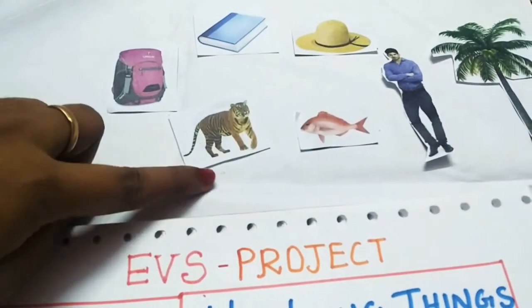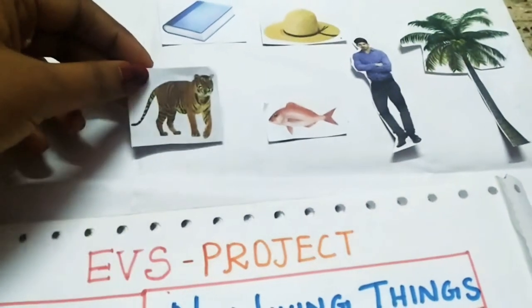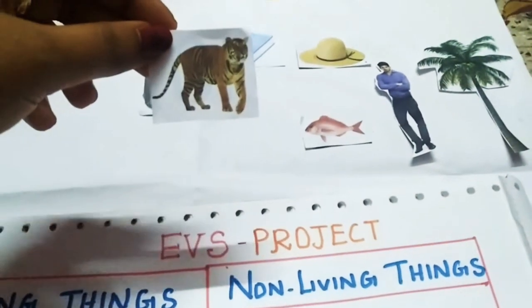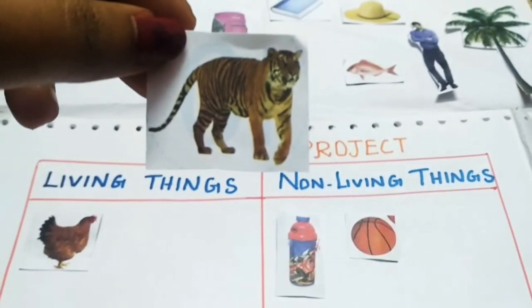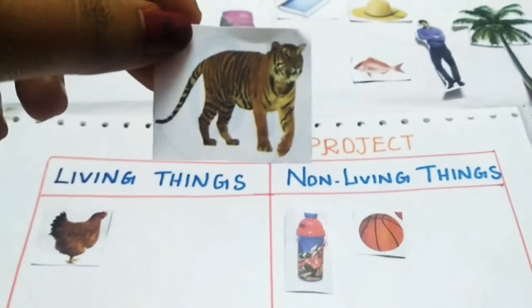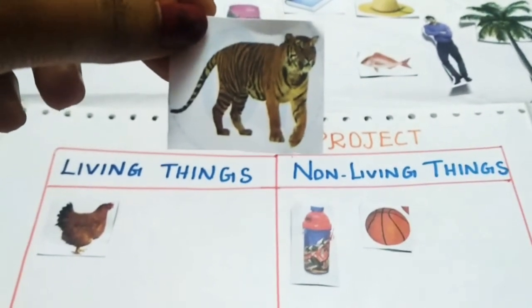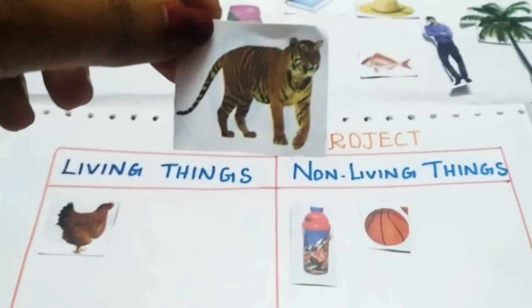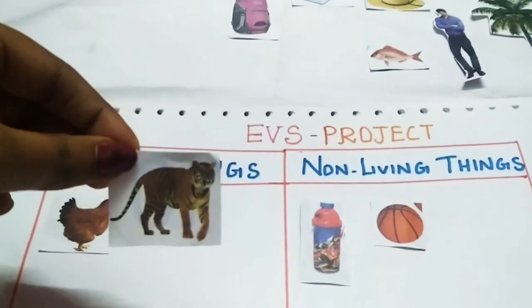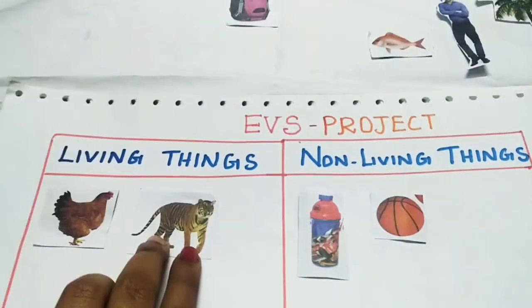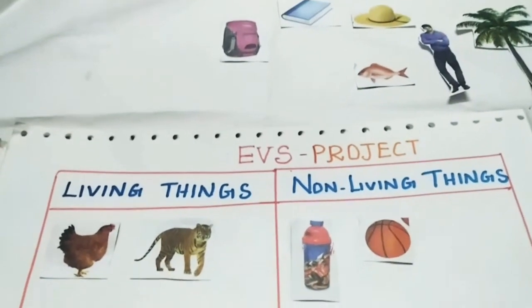Look at this picture. Tiger, right? So is a tiger a living thing or a non-living thing? Yes, it is a living thing. Why is it a living thing? Because it can grow. It runs very fast. It depends on other animals for food. It can reproduce. So it is a living thing. So we have to paste it in the living thing column. Tiger is a living thing. Okay. Next.